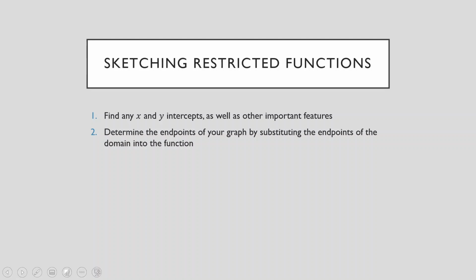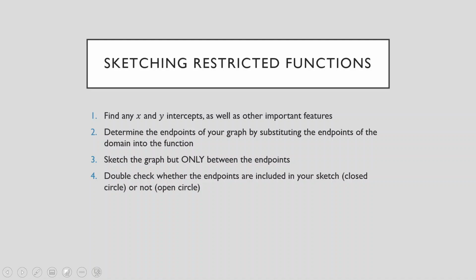Once you've found your endpoints and you know what your graph looks like, you just sketch your graph like you normally would. The only difference here is you're only sketching a graph between the endpoints. Everything outside of your endpoints doesn't count because it's not part of your domain, so it shouldn't be part of your sketch. Then finally, just double check whether the endpoints are included or not. If they're included, you draw closed circles or filled in circles. If they're not included, you draw an open circle like we did on the last slide. That's your basic step-by-step instruction.